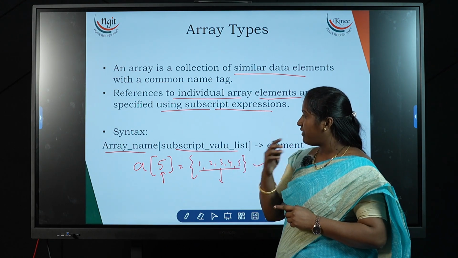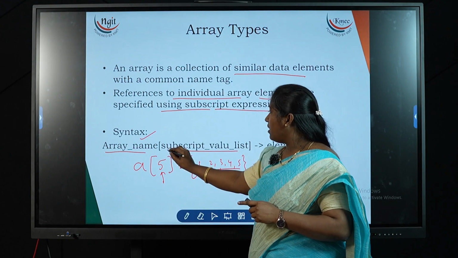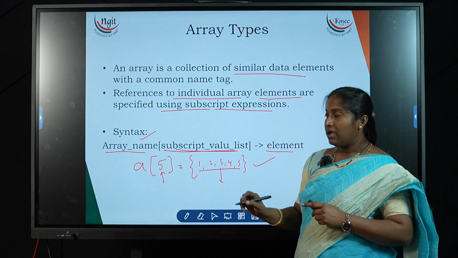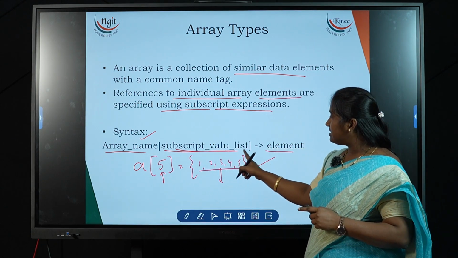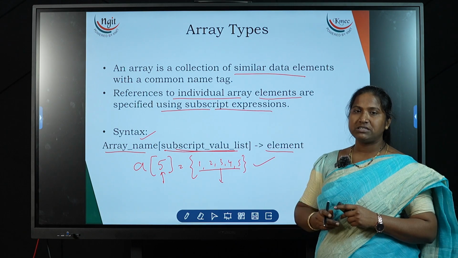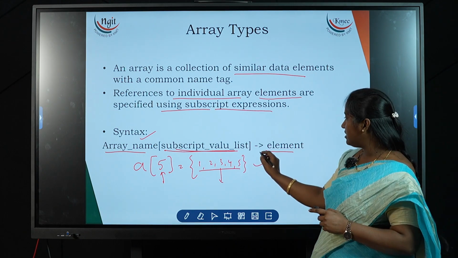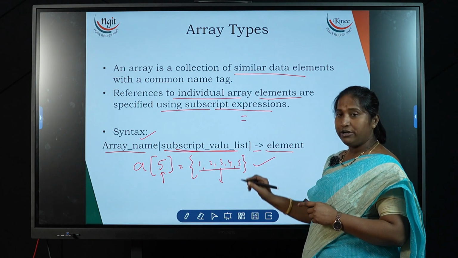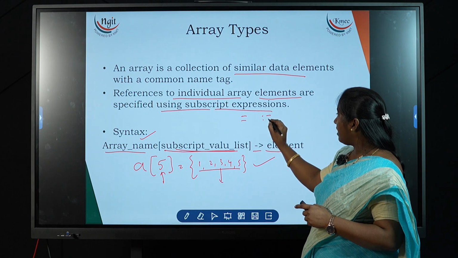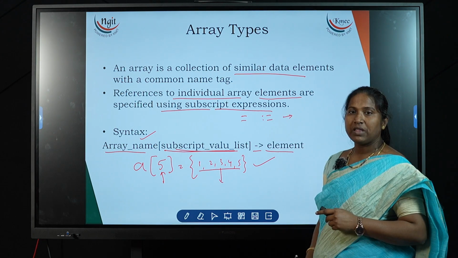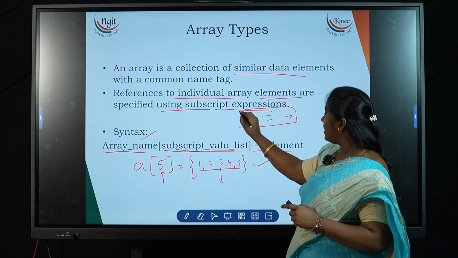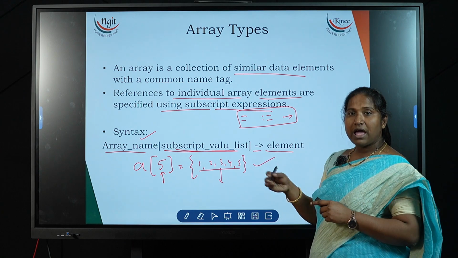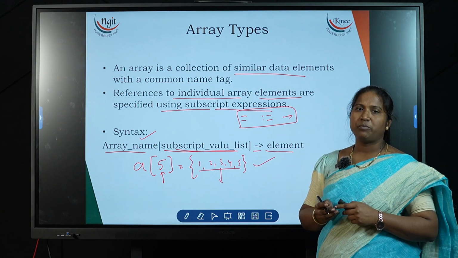So the basic syntax of an array is what? We'll take the array name, this is the subscript value list, and these are the elements. Now, I did not specify this syntax according to C-based languages. The difference you can find with this arrow. Many languages will use assignment operators equal to, colon equal to, and arrow. These are different assignment operators used by major programming languages. Now arrow is just a simple assignment operator.